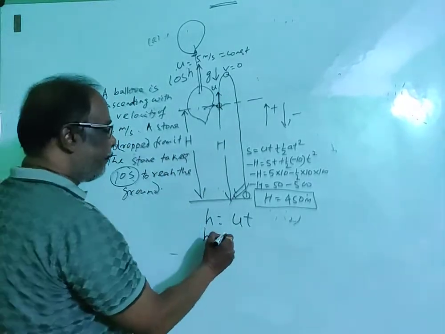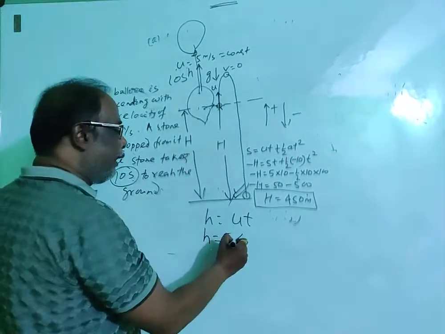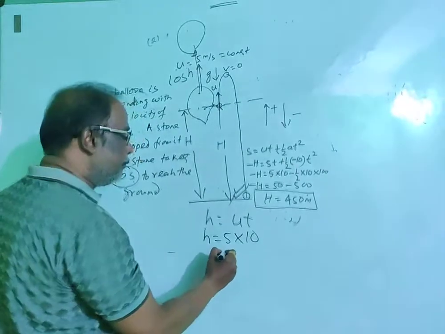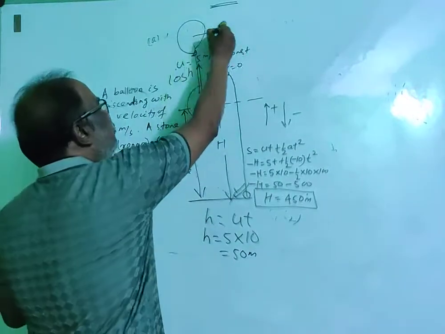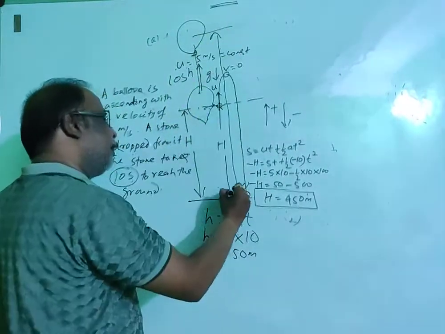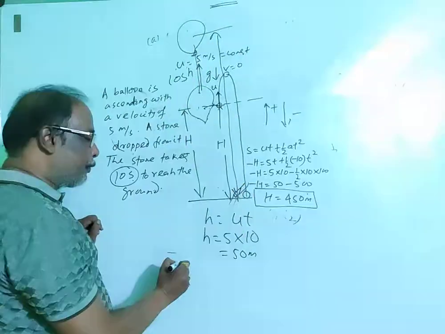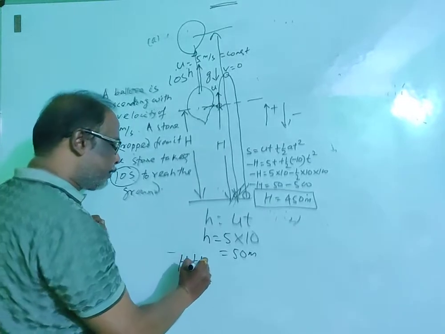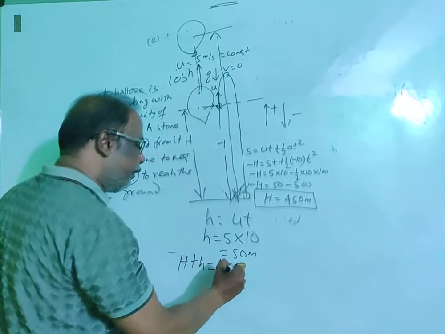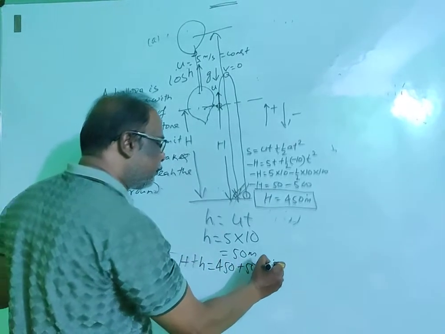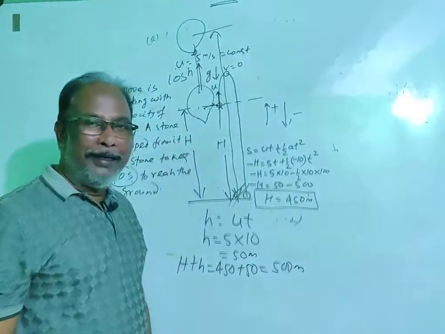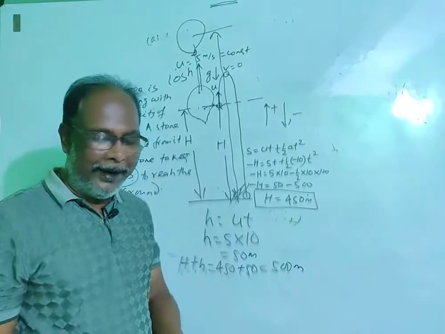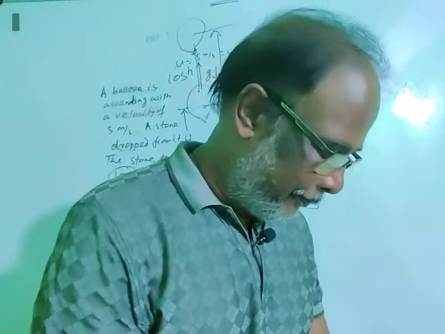U is 5, and again the time is 10 seconds. The balloon has travelled a distance of 50 meters. So the distance between the balloon and the stone is the total distance, h plus h, which equals 450 plus 50, which is equal to 500 meters. Is it clear? Yes, sir. Okay, next doubt.